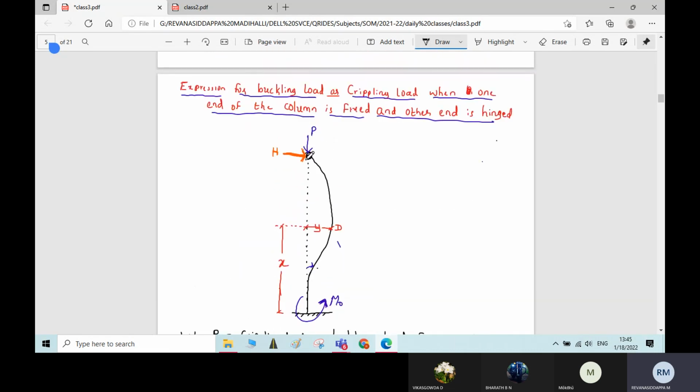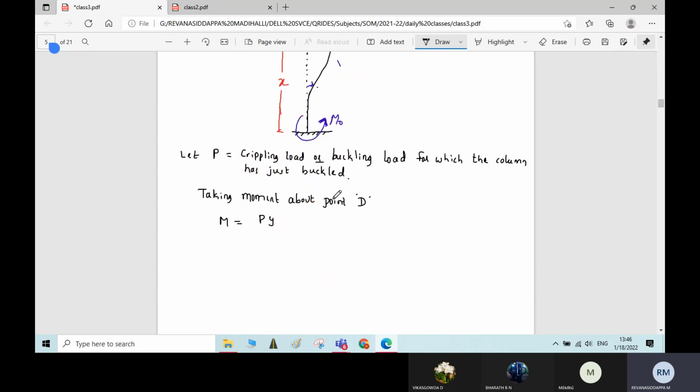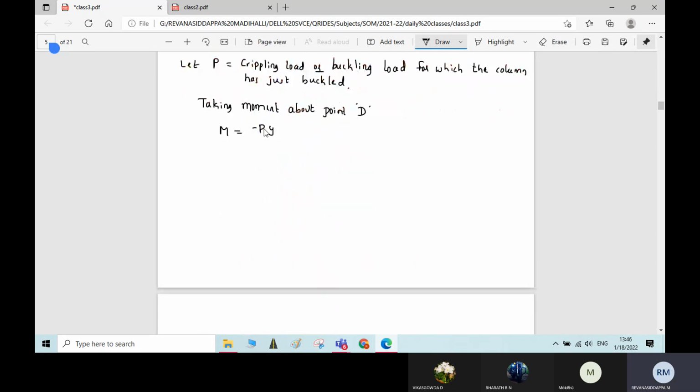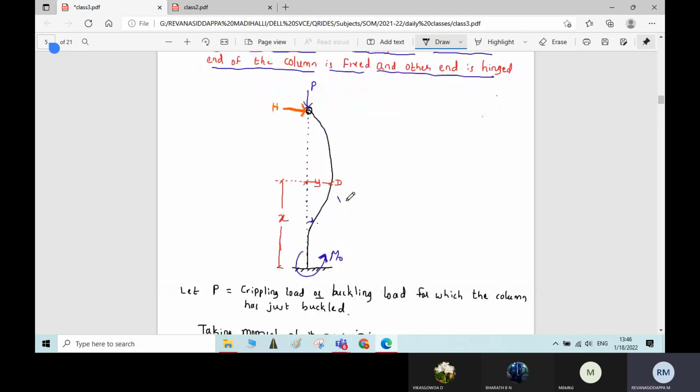Or else you can decide the sign based on the direction of rotation of this force P about point D. Observe here: we have the line of action in the downward direction, and here we have point D. About point D, this force tends to cause an anti-clockwise moment, therefore negative sign. Or because of this concavity you can directly write minus P into Y. Now the moment of force P about point D is over.